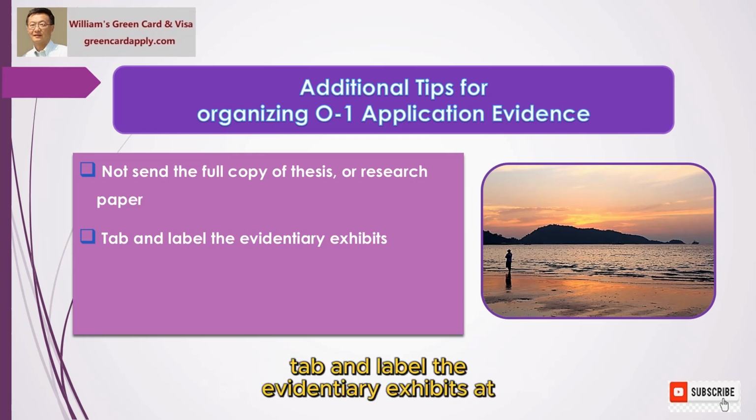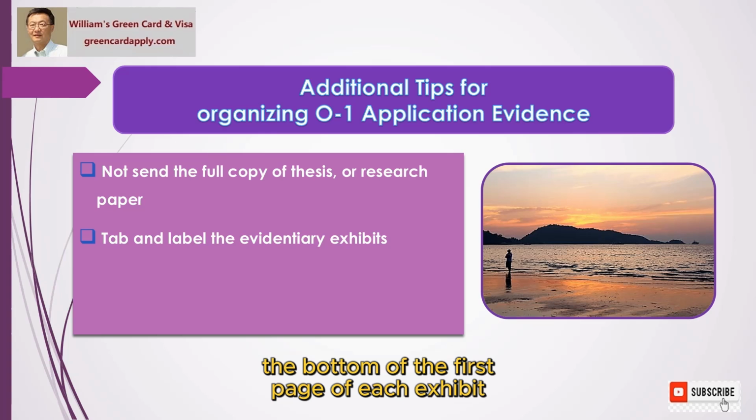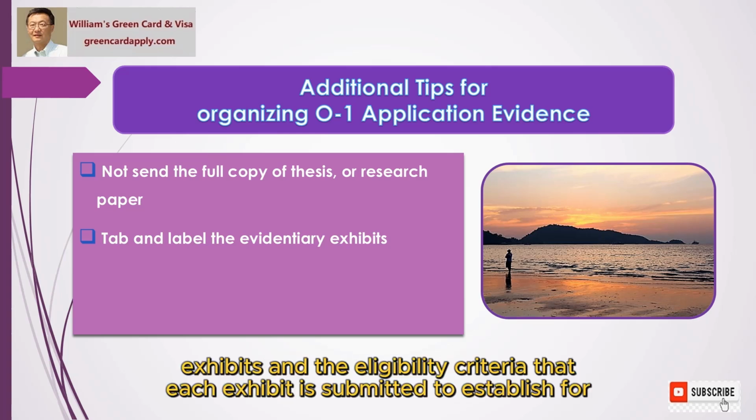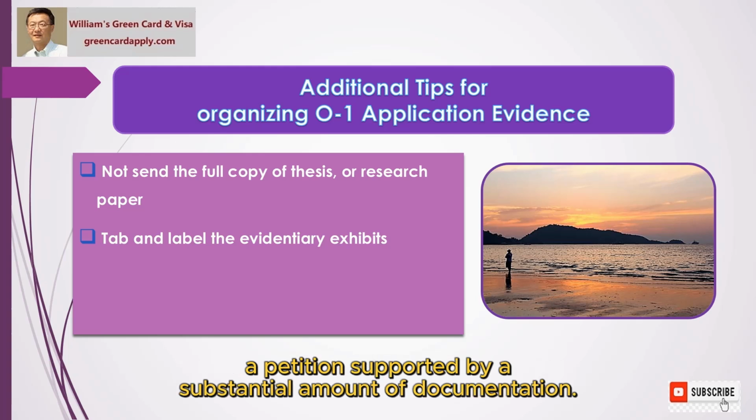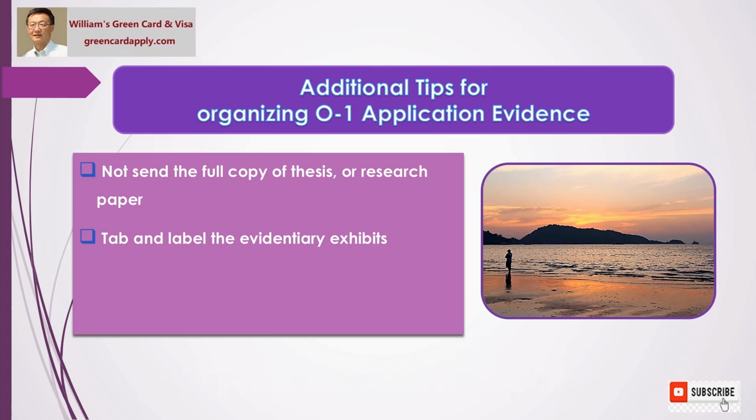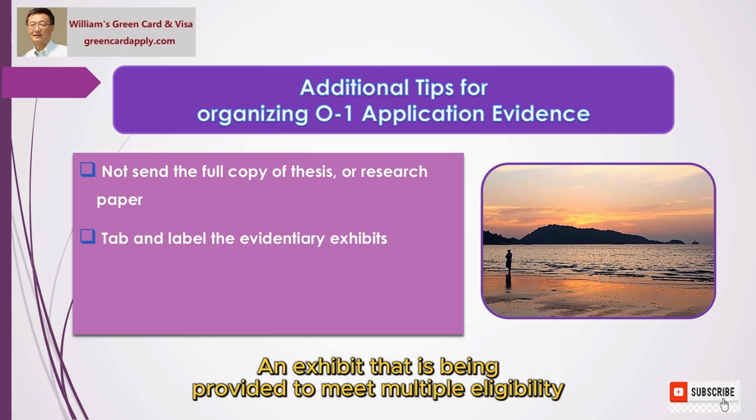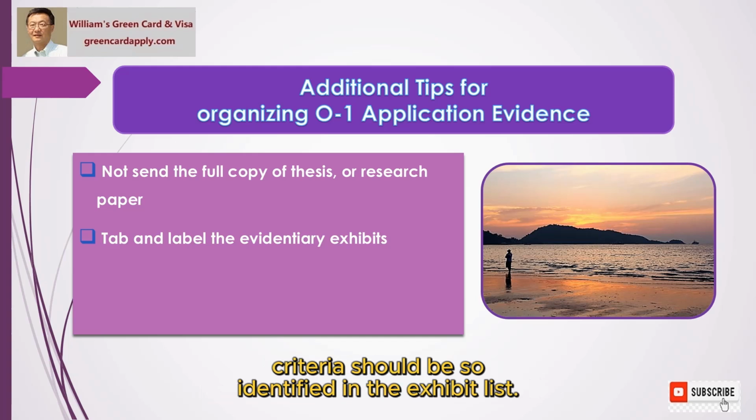4. Tab and label the evidentiary exhibits at the bottom of the first page of each exhibit, and provide a list of the evidentiary exhibits and the eligibility criteria that each exhibit is submitted to establish for petitions supported by a substantial amount of documentation. An exhibit that is being provided to meet multiple eligibility criteria should be so identified in the exhibit list.